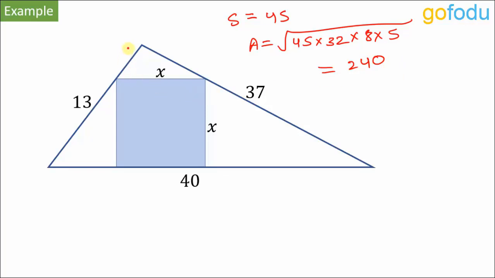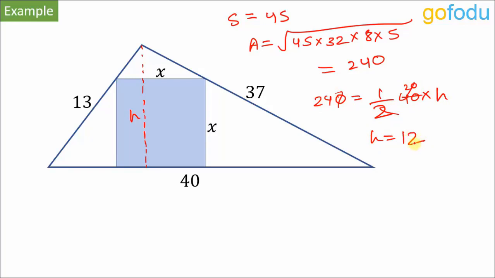Now we can also find this height h of this overall triangle by equating areas obtained from two different ways. One, we have got this area as 240, and we can write 240 as half base into height. Base is 40 into h. H will come out to be 12.